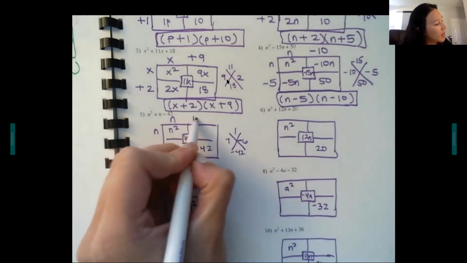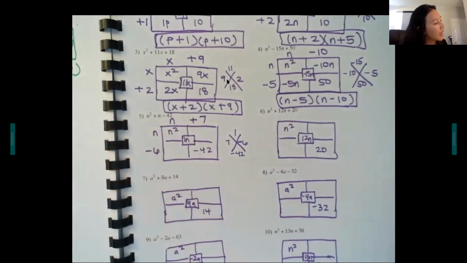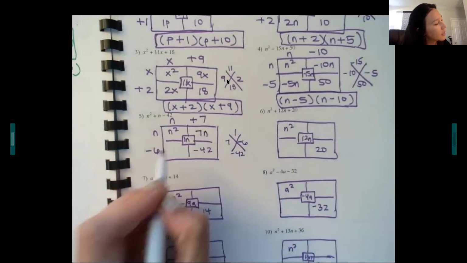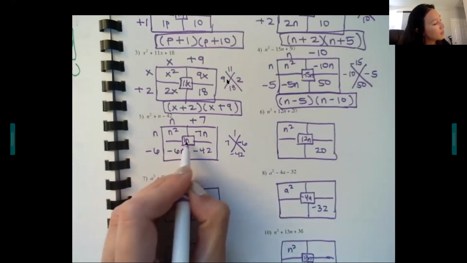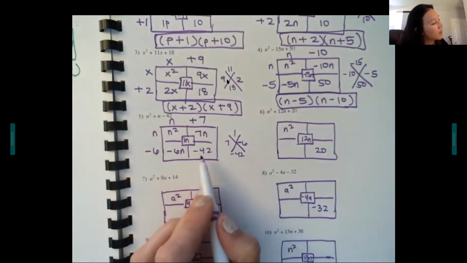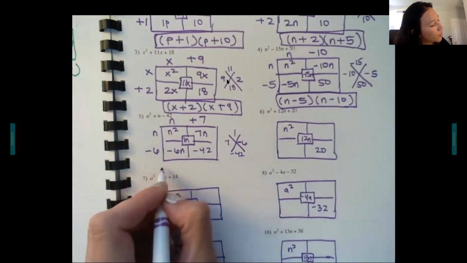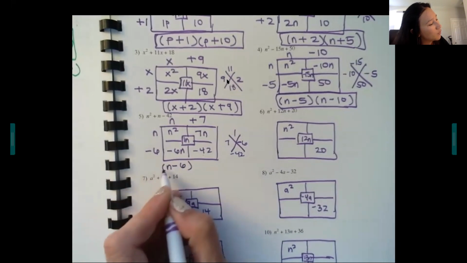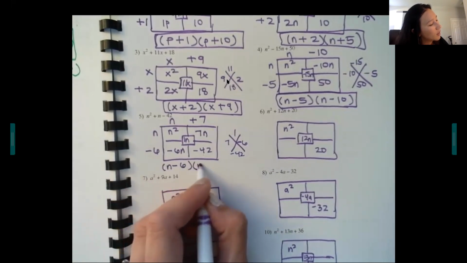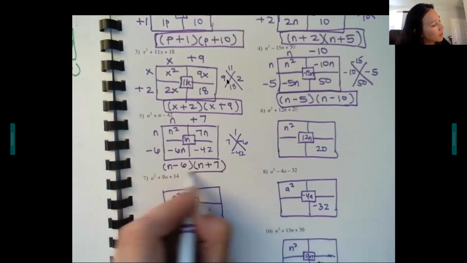So then this would be n plus 7 times n minus 6, because 7n minus 6n gives us positive 1n, and negative 6 times positive 7 gives us negative 42. So this factors to n minus 6 times n plus 7.